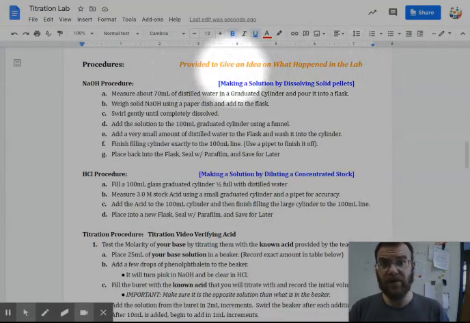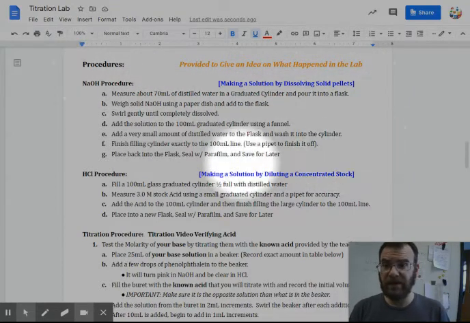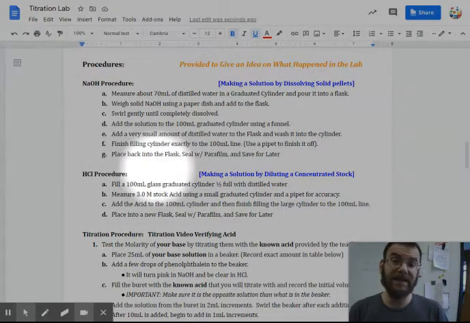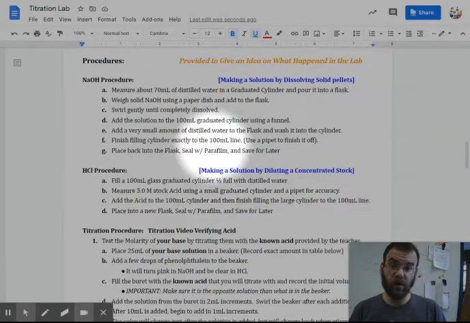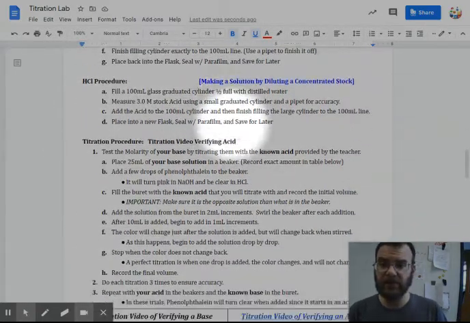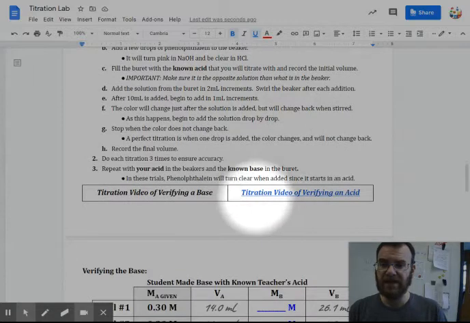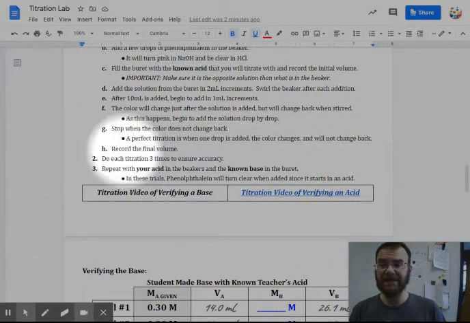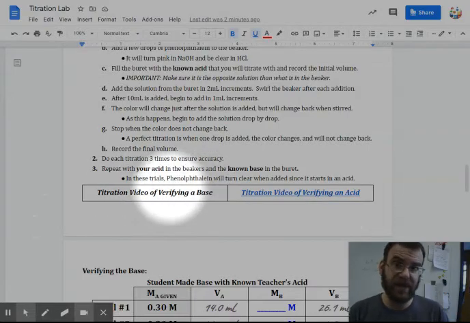These procedures are what the students did, not what you are doing. They're there just so that you have an idea of what they did, what their directions were, and these can help you determine a bunch of other stuff. You can then see a pair of linked videos, a video of verifying an acid and a video of verifying a base, which I'm about to make.